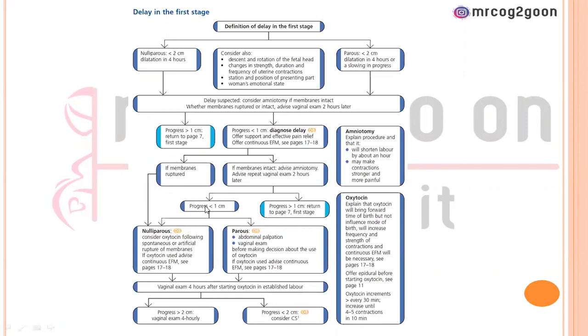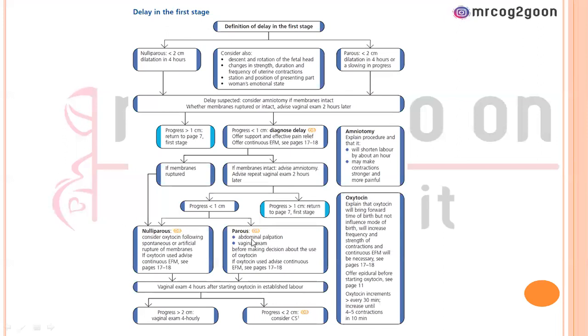Okay, if the membranes are ruptured, we will see the progress after rupturing the membranes. If less than 1 centimeter, for nulliparous women, we will consider oxytocin after rupture of membranes. Never, never, never use oxytocin with intact membranes. Put this in your mind. You will rupture the uterus. Okay.